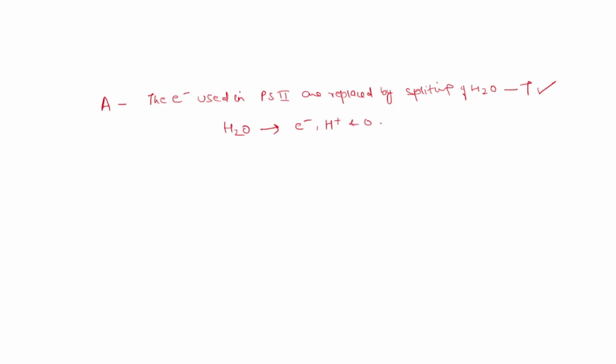So, what is the assertion given here? The electrons used in PS2 are replaced by splitting of water. Is it true? Yes, this statement is true because water during photolysis splits into electrons, protons and oxygen. These electrons replace the electrons lost by PS2.